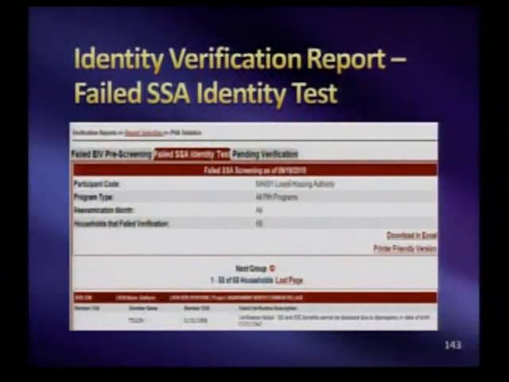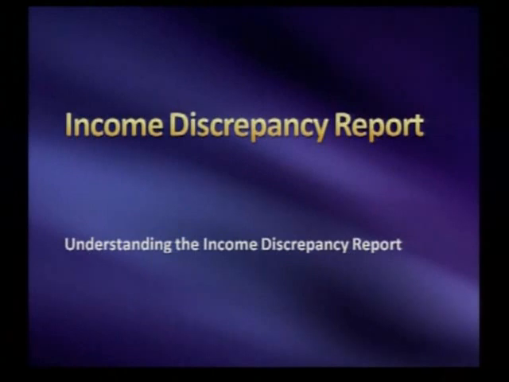And this is your failed SSA identity test. These are the folks we've sent to SSA. SSA says they failed because their social security number is wrong, or their name is wrong, or their date of birth is wrong. See how simple these reports are? They're self-explanatory, so we don't have to spend a whole lot of time on them.